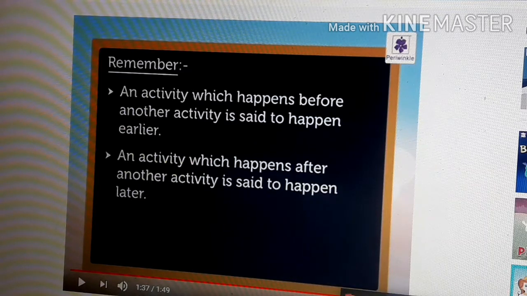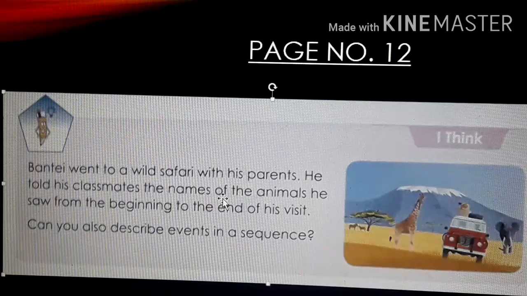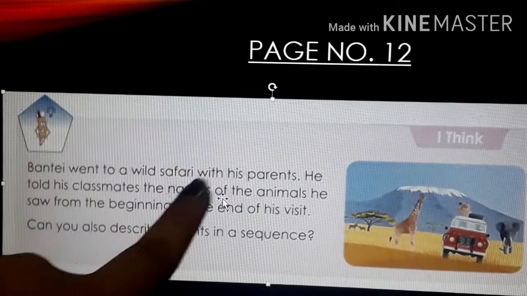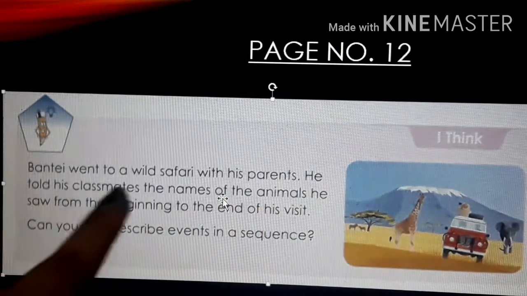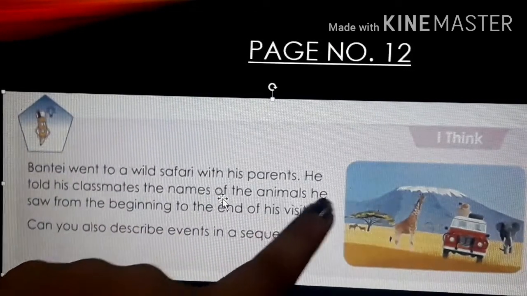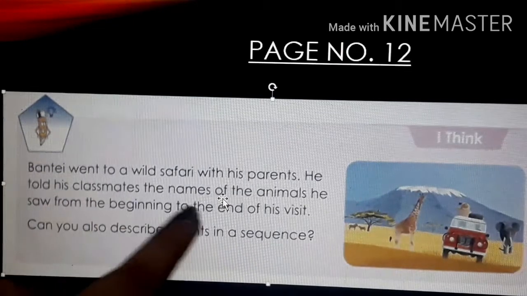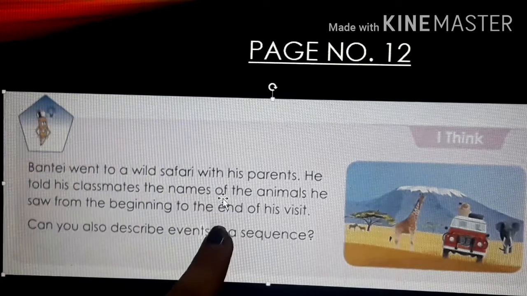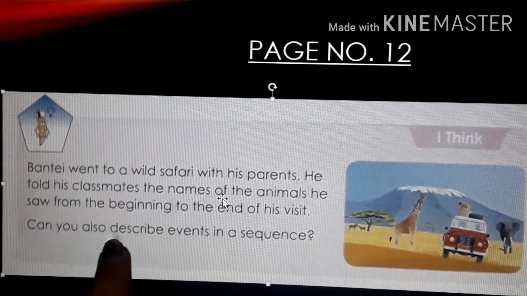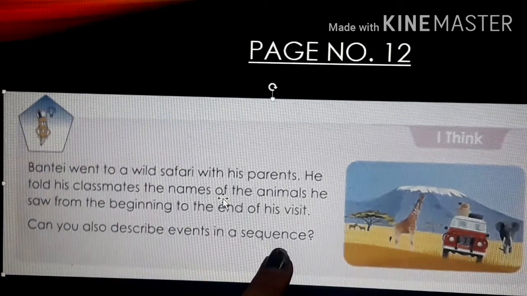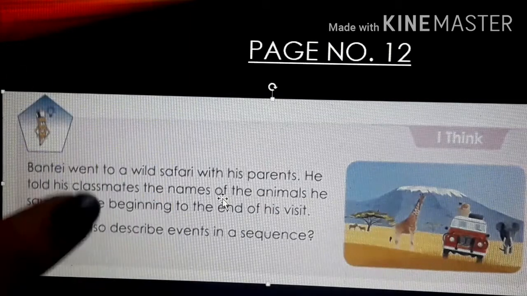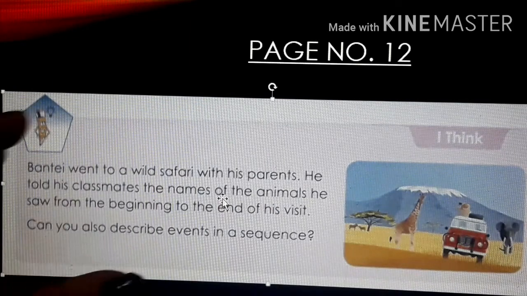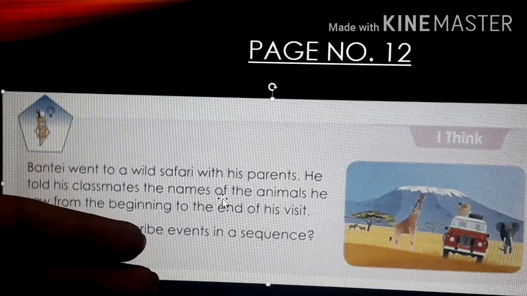Your earlier and later? So children, on page number 12 of your book, you can see there, Bunty went to a wild safari with his parents. He told his classmates the names of the animals he saw from the beginning to the end of his visit. He told from beginning to the end. Okay. So can you also describe events in a sequence? All the events, all the activities, what he did, children. Can you describe in sequence?